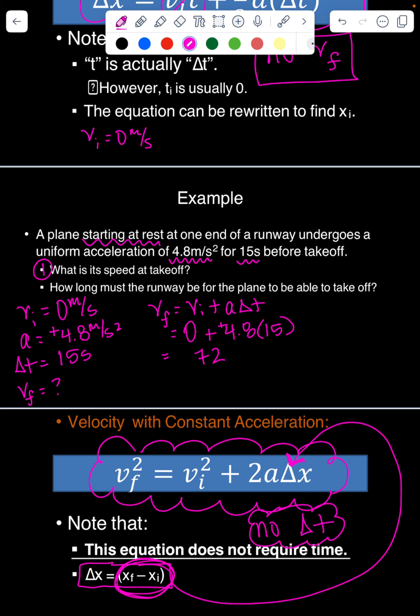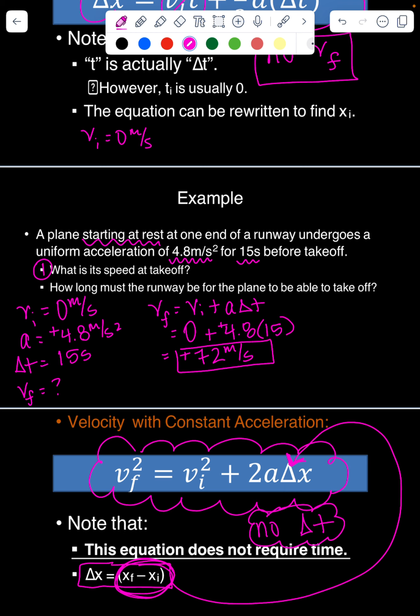Now, we're looking for a velocity. So velocity is found in meters per second. And velocity also requires a direction. So we have to look at where it's going. Again, we're assuming that it's going in the positive direction. So V final is equal to a positive 72 meters per second. So we just solved for V final.